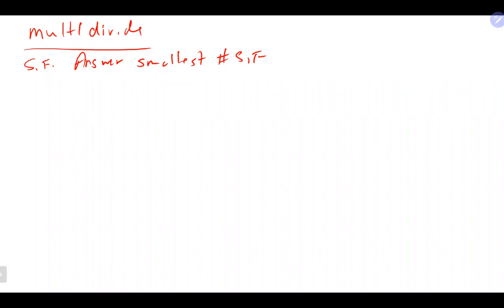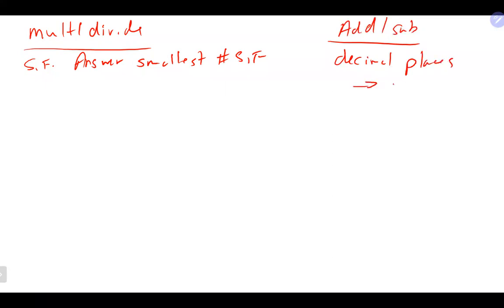When we add and subtract, we do something a little bit different. We actually look at decimal places. And once again, it is the smallest. So the lowest number of decimal places is how many decimal places your answer should have. Again, not how many significant figures necessarily, but how many decimal places you should have.